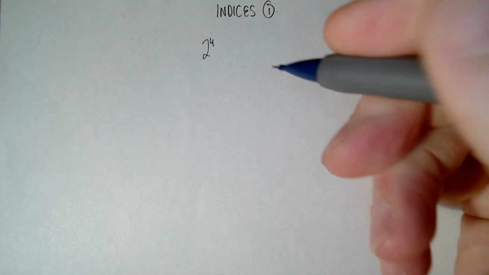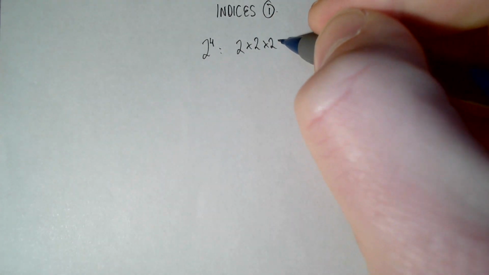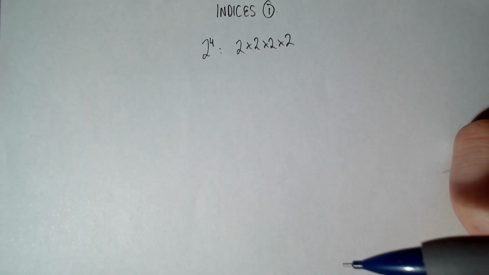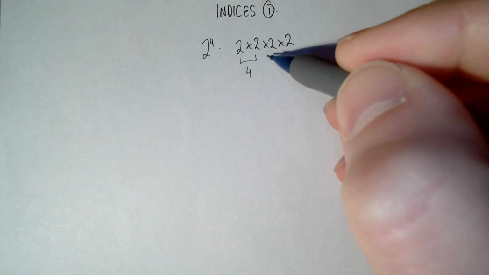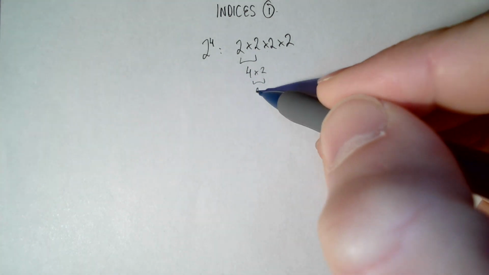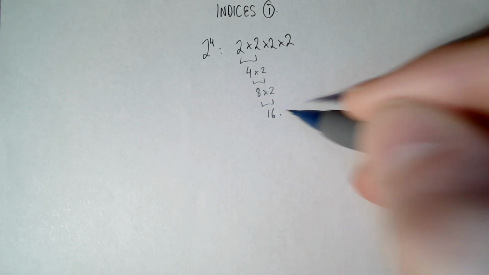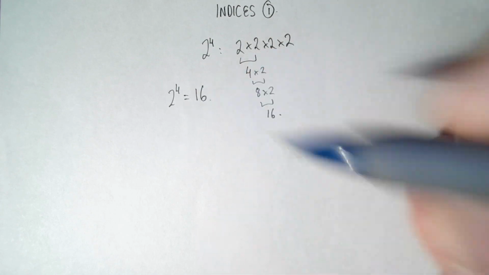Let's look at 2 to the power of 4. Well, 2 to the power of 4 is the same as 2 times 2 times 2 times 2. So we have 1, 2, 3, 4, and then 4 is our index. So 2 2s are 4, 2 4s are 8, and 2 8s are 16. So we can say that 2 to the power of 4 is equal to 16.